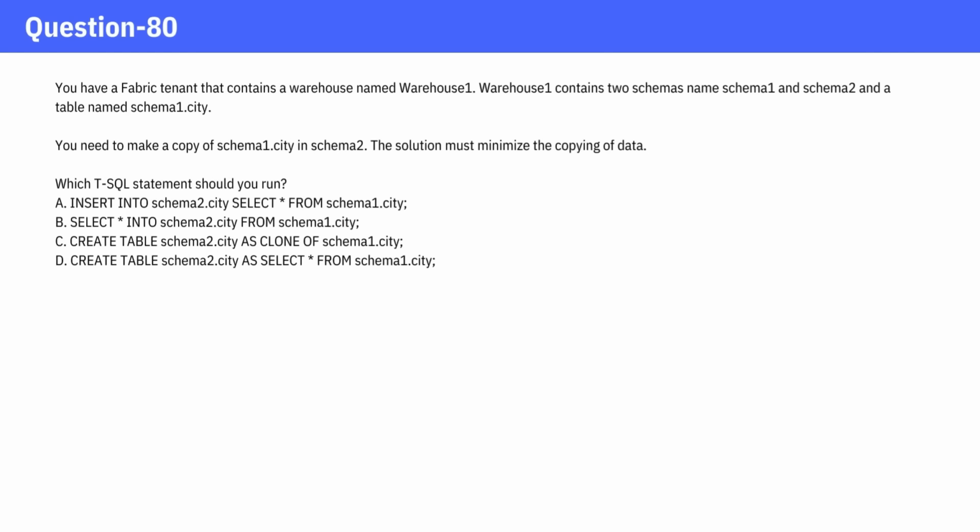Question 80. You have a Fabric tenant that contains a warehouse named Warehouse 1. Warehouse 1 contains two schemas named Schema 1 and Schema 2 and a table named Schema1.city. You need to make a copy of Schema1.city in Schema 2. The solution must minimize the copying of data. Which T-SQL statement should you run? Pause the video and go through the answer options and give it a think and check the answer. The correct answer is option C.